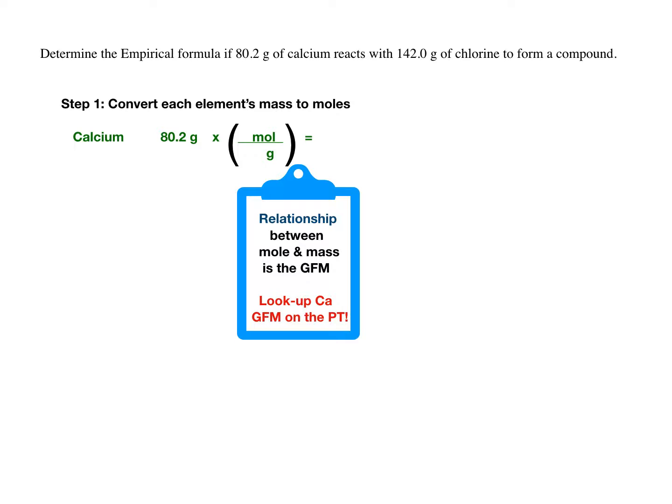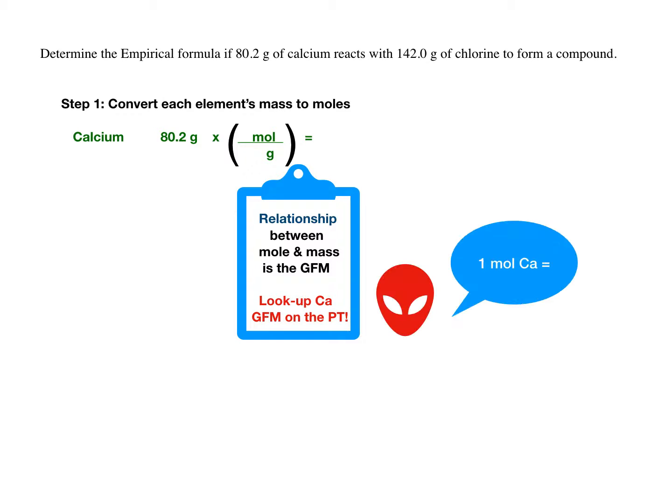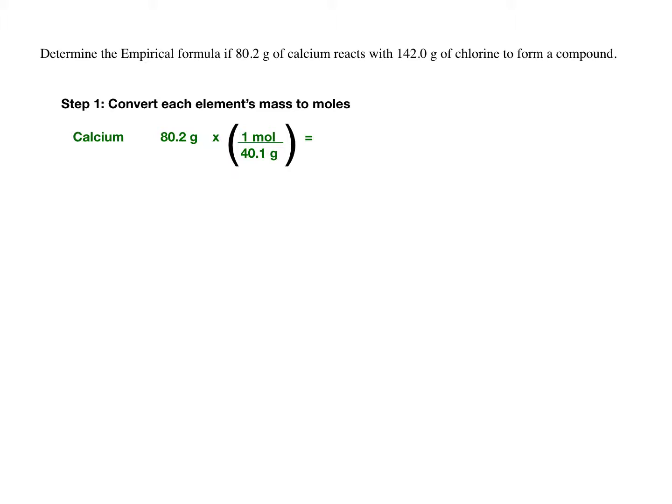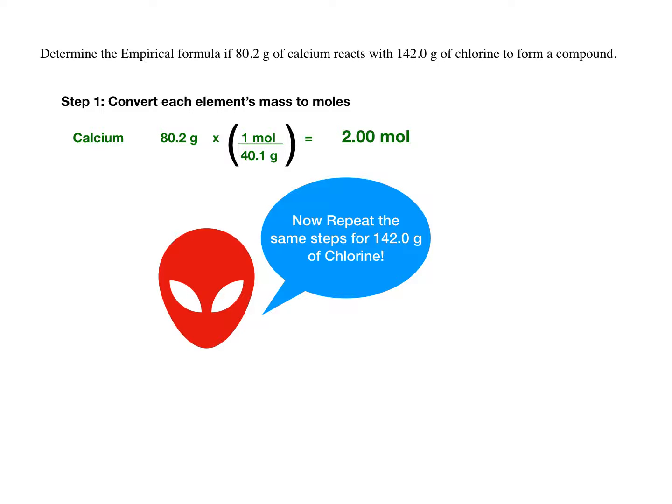So go ahead, look up calcium's GFM on your PT. And according to the PT, 1 mole of calcium will equate to 40.1 grams. These are the numbers that we'll use in the fractional relationship. Show your work nice and neat as dimensional analysis. And here we go. We have 80.2 grams times 1 mole divided by 40.1 grams. The units of grams reduce, and we're left only with moles, and this equates to 2.00 moles of calcium.